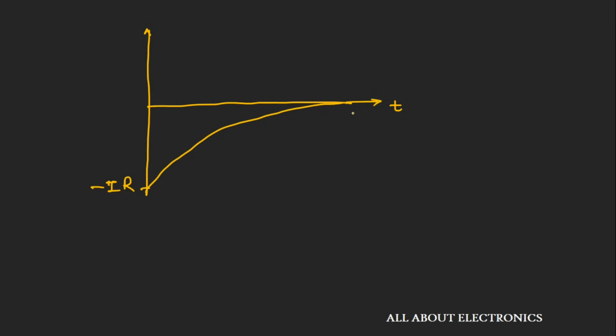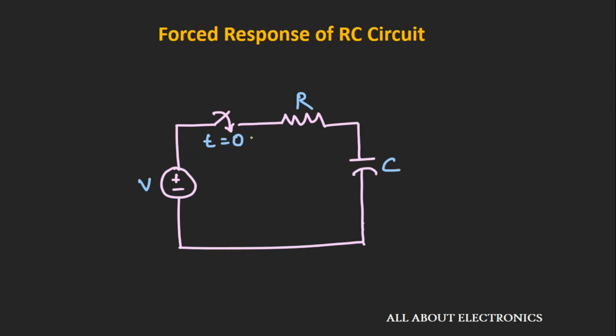So far we have seen the source free response for the RC and the RL circuits. Now let's see the forced response for these RC and RL circuits. We will provide some DC excitation to this RC and RL circuit, and we will see how this circuit behaves during these transients.